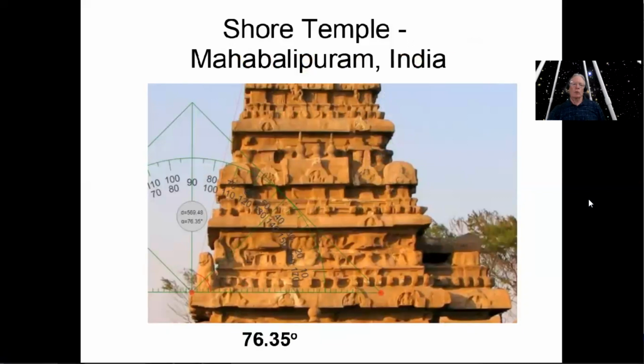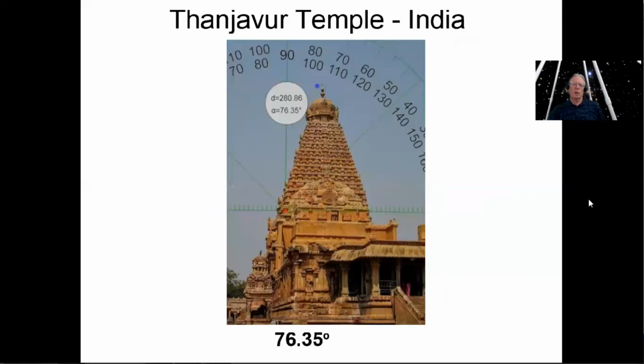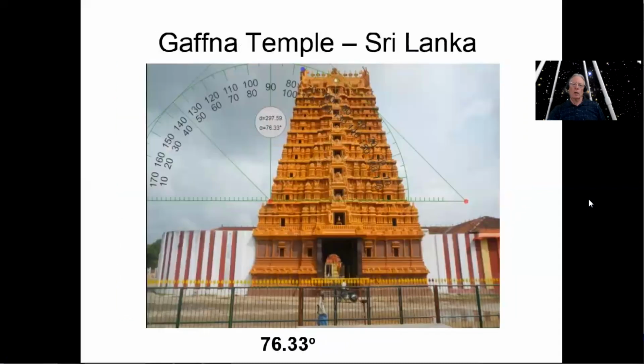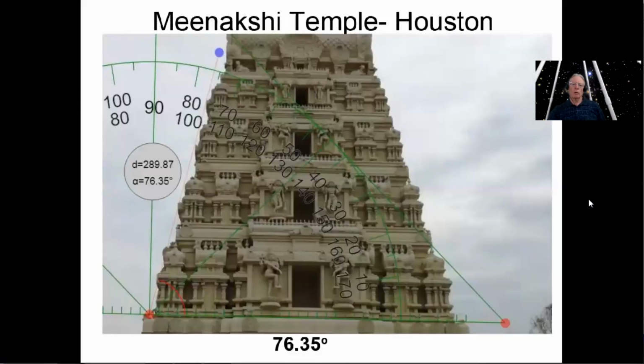Here's some more temples, the Shore Temple in Mahabalipuram, India. That's a carved temple. And here's the Ramanathaswamy Temple in India, Thanjavur Temple in India, Virupaksha Temple in India, as well as a couple of temples from outside of India. Here's one in Sri Lanka, Thailand, Singapore, and finally one in Houston, Texas.